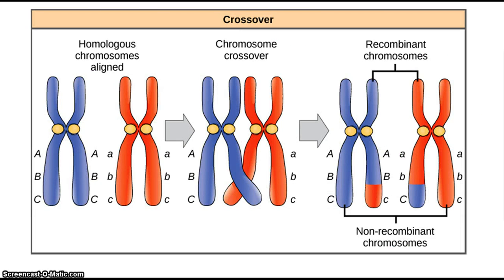So again, here's a diagram that shows kind of the same thing. Here we start with the blue being paternal, the red maternal DNA, and we can see the blue has all capital genes, the dominant, and the red has the recessive. And by crossing over, we get a recombinant, and we get a new combination of genes on that chromosome that can be passed on to offspring and increase their genetic diversity.